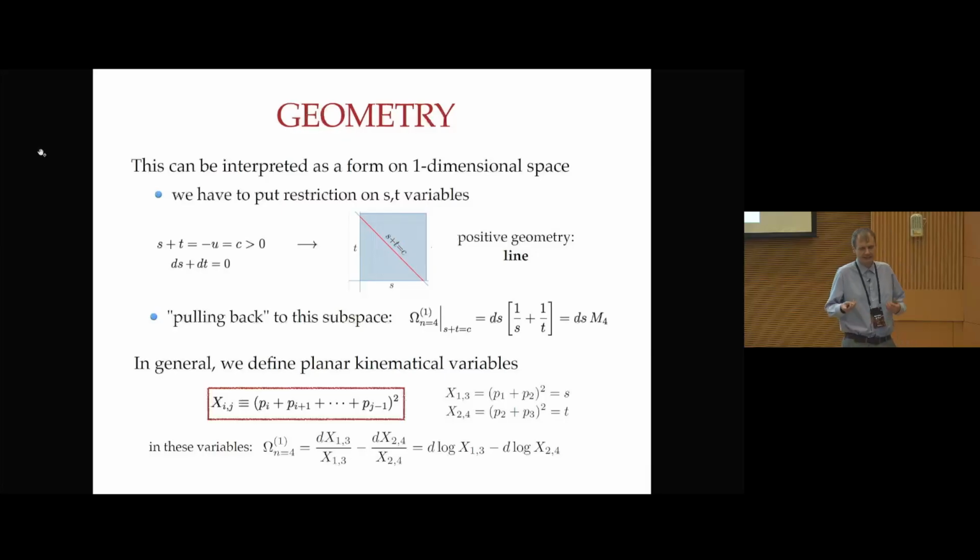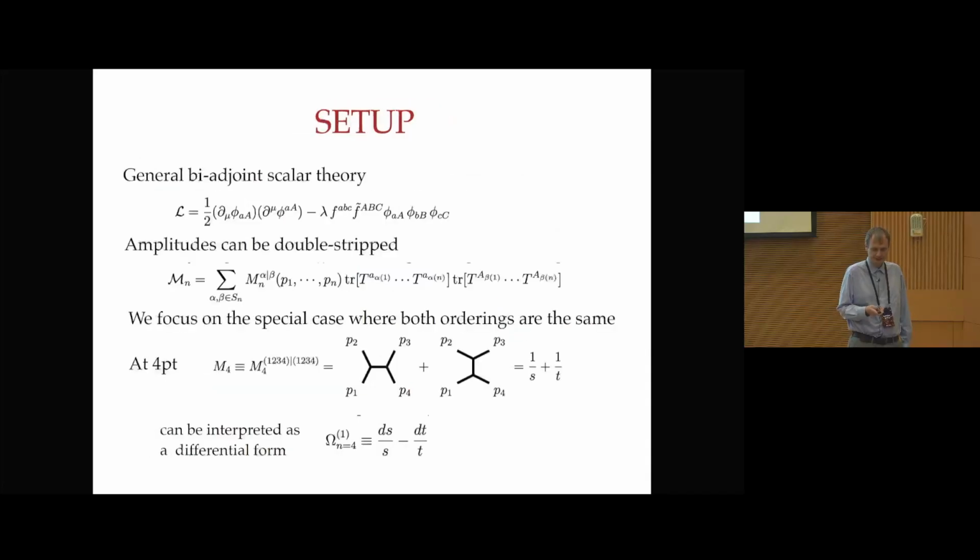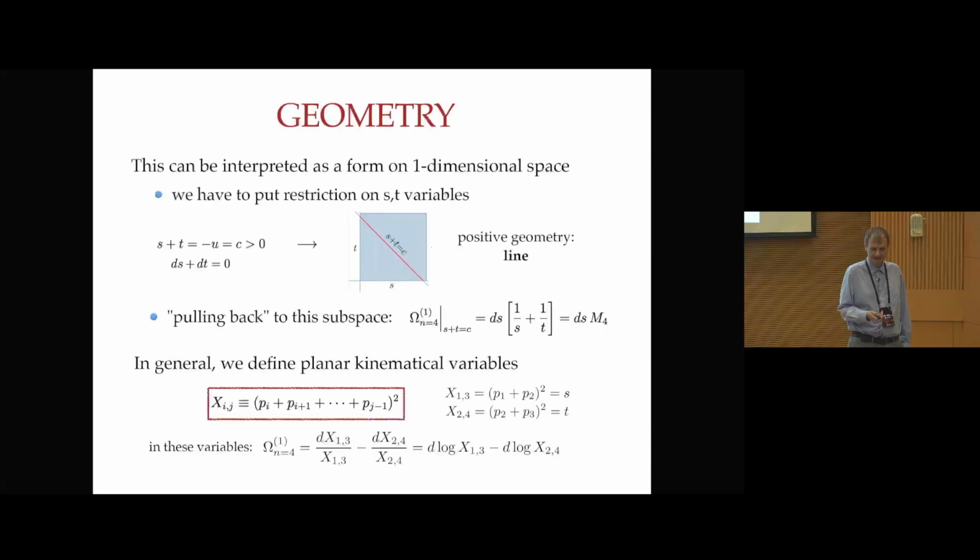And the positive geometry is this line. Now the S and T are related: S plus T is equal to a constant. So also the differentials are related, and we can rewrite it as a one form. We started with these two forms, which were suggested by the kinematics, and we rewrite it as a one form: ds times (1 over s plus 1 over t). And the 4-point amplitude is just the coefficient of this differential ds.